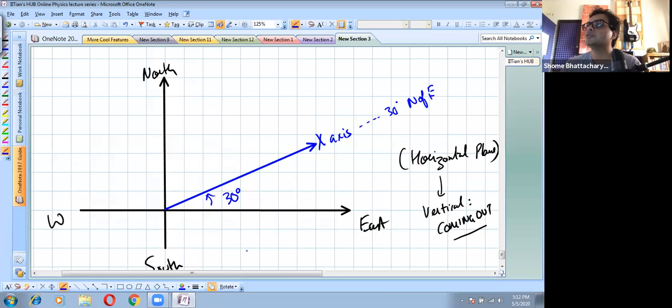But what about my y-axis now? The y-axis is actually coming out. Okay, so that I can't show in this diagram. The y-axis is actually coming out of the plane.